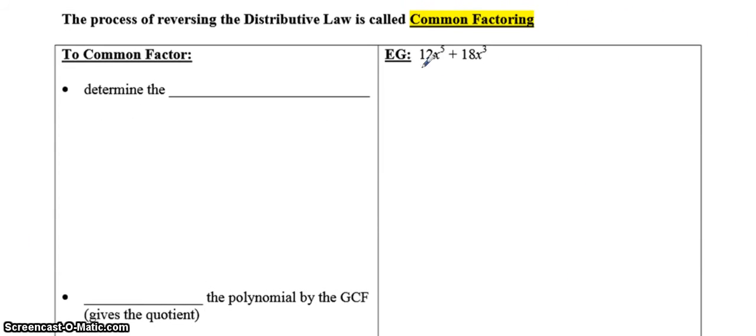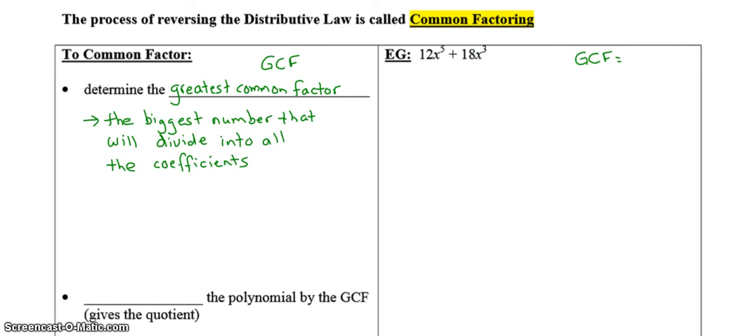So in order to common factor, the first thing you need to do is to determine the greatest common factor. The greatest common factor is called the GCF. The greatest common factor is made up of two parts. The first part is the biggest number that will divide into both coefficients. So the biggest number that can divide into 12 and 18 is 6.